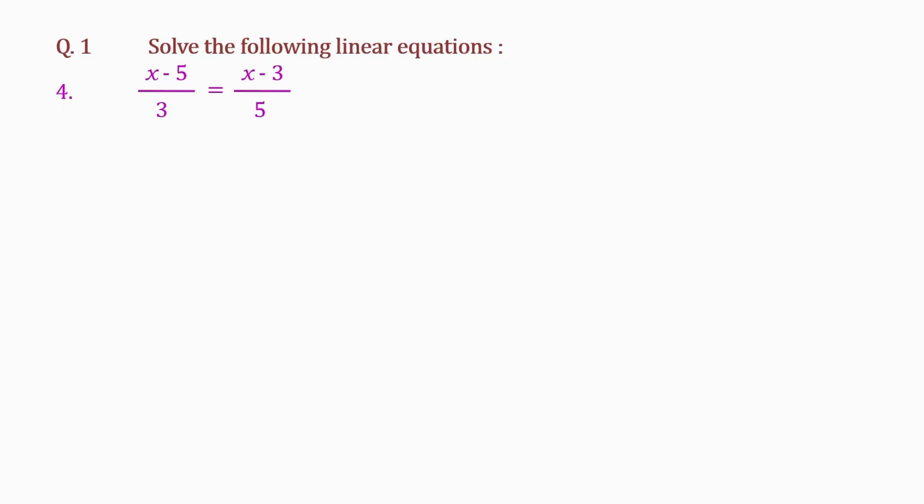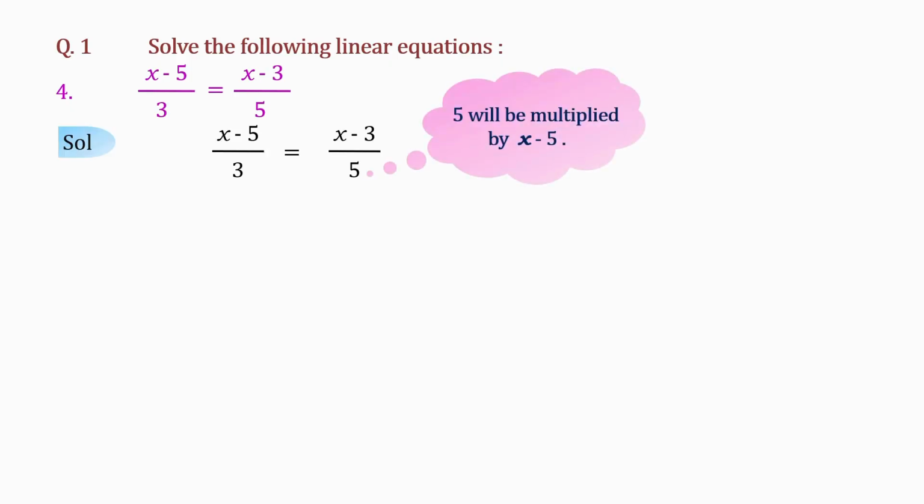Now (x − 5)/3 = (x − 3)/5. This is another type of equation. So let us take a look at how we are going to solve this type of equation. First, 5 will be multiplied by x − 5. Basically we are doing the cross multiplication over here. And 3 will be multiplied by x − 3.